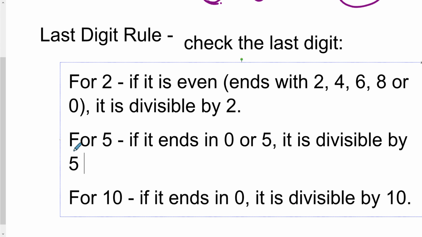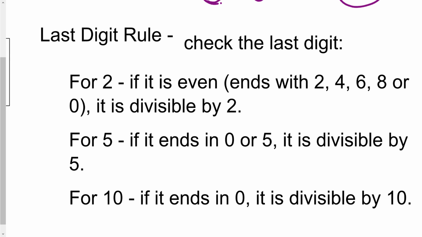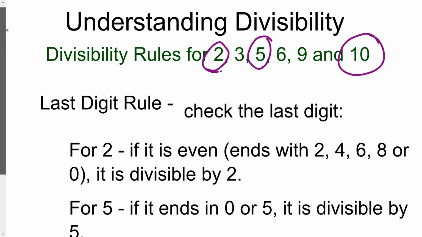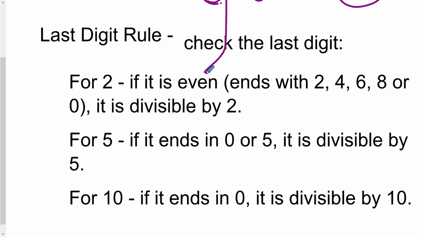So we just saw those a second ago, and that all makes sense to us now. Okay, so that's our divisibility for our last digit ones. That's our 2, 5, and 10. So let's check those off. We've now figured those out.